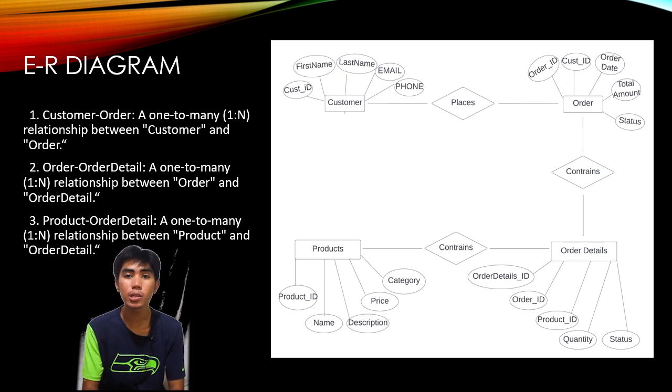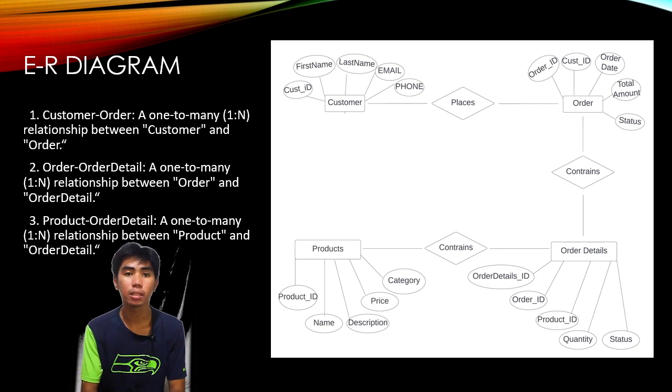Relationships. Customer and order is a one-to-many relationship. Each customer can place multiple orders, but each order is associated with one customer. Order and order detail is a one-to-many relationship. Each order can have multiple order details, but each order detail is associated with one order.